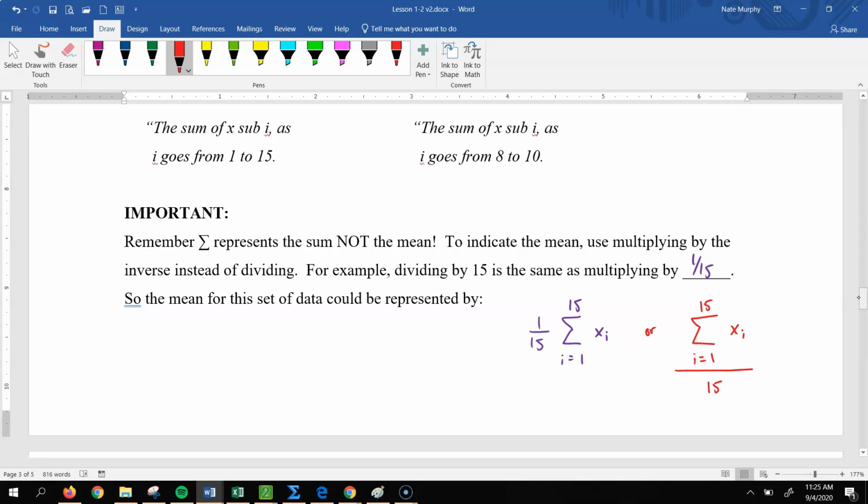So the mean in this set of data, we could represent it 2 different ways. Again, I personally prefer multiplying by the reciprocal, multiplying by 1/15 as opposed to dividing by 15, because you can see those 2 different ways that we could write them, and the first way looks much cleaner than that second way. Technically you could do it either way, but you want to be familiar with seeing both ways. So if on a test you see it this first way, you'll understand that that's just trying to find the mean of a set of data.